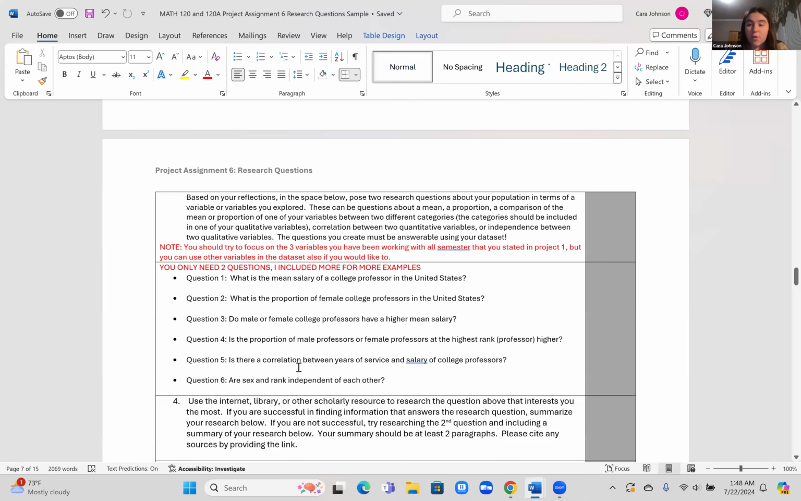And then the next question, this is the correlation question. This is what I focused on in project 3. So is there a correlation between years of service and salary of college professors? This basically just directly comes from my project 3.